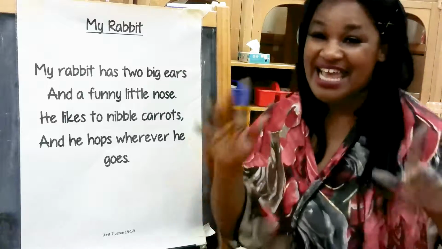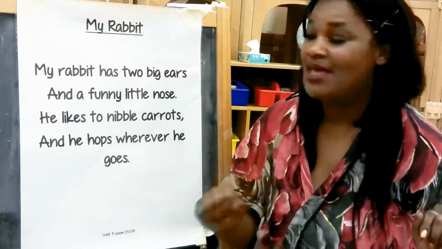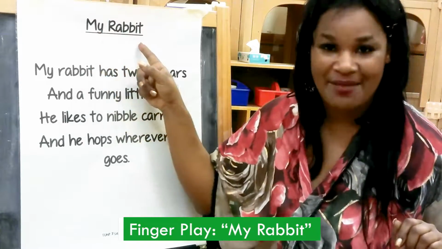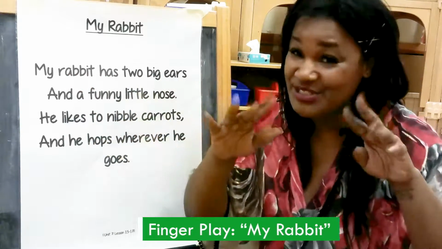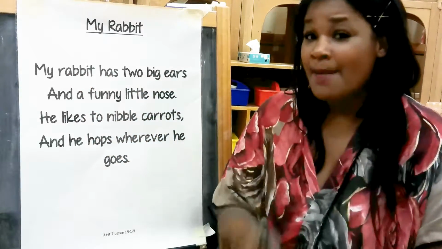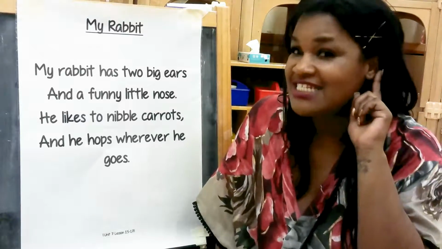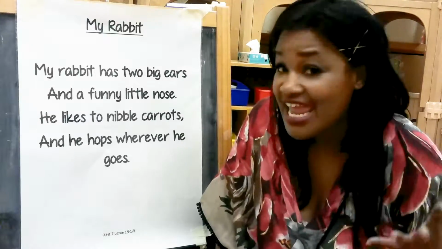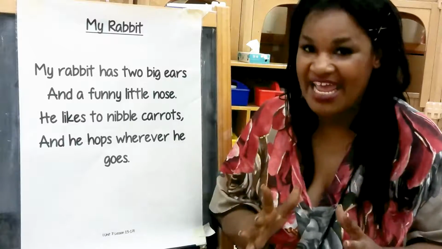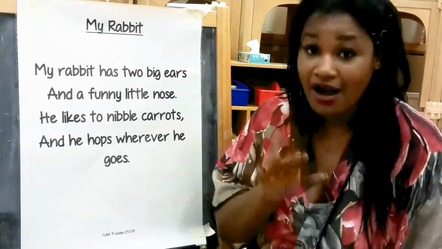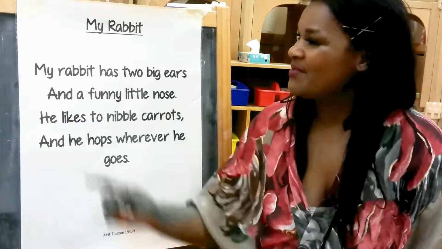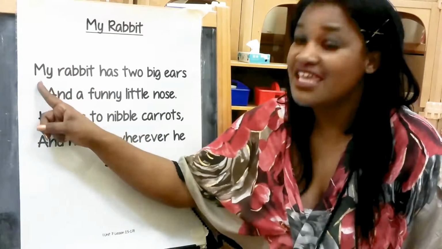All right, friends. It's finger play time, and we will be doing My Rabbit. This time, I am going to say the words to you and show you how the fingers go again. But this time, we'll be listening to see if we can hear any rhyming words, okay? That means if we can hear any words that sound the same. Are you ready? All right, I'm going to start reading from here.